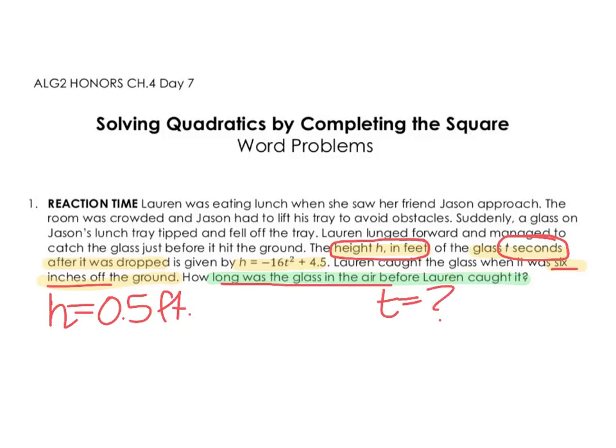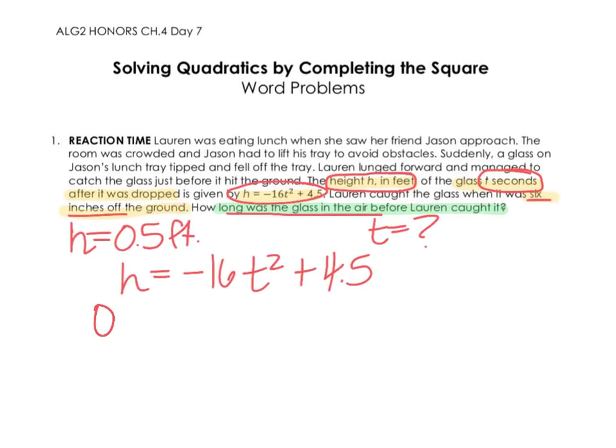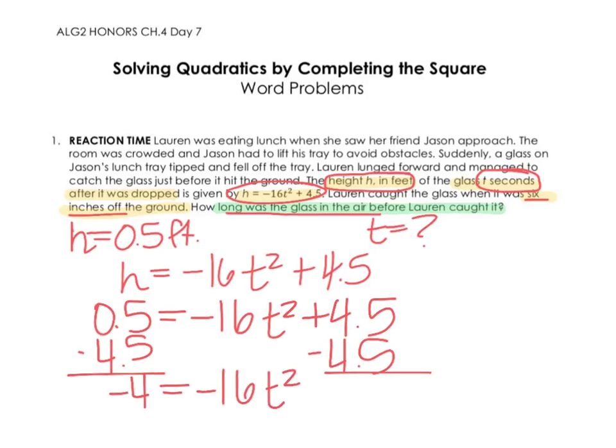So we're going to use the equation given to us. h equals negative 16t squared plus 4.5. And what we're going to do is plug 0.5 in for h and solve for t. That's our objective here. Now let's subtract 4.5 from both sides. We end up with negative 4 equals negative 16t squared.